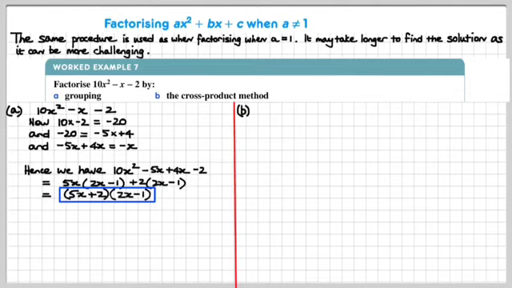Now let's do the cross product method on that same example. So we're saying, the 5x times the 2x gets us 10x squared. That's the front term in each bracket. We're expecting a 5x as the first term in the first bracket and a 2x as the first term in the second bracket to get us that. Let's try the rear term now. It's got to multiply together to give minus 2. So we're trying minus 2 and plus 1.